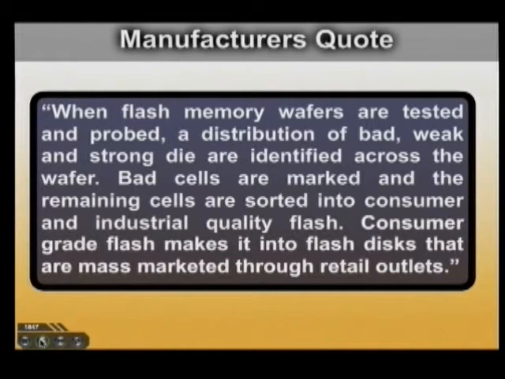So in this particular case, when flash memory wafers are tested and probed, a distribution of bad, weak, and strong dies are identified across the wafer. Bad cells are marked. The remaining cells are sorted into consumer and industrial quality flash, and then the consumer grade flashes make it into the disks that are mass marketed through retail chains. For people who don't understand what that means, it means they're selling you the crap. The junk that doesn't work, the stuff that failed, that's what you're getting at Fry's or Micro Center, Best Buy, or whatever stores you have down the street.